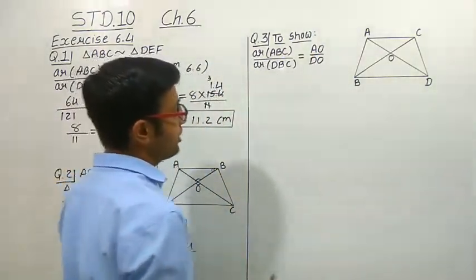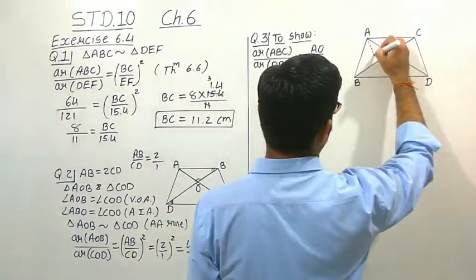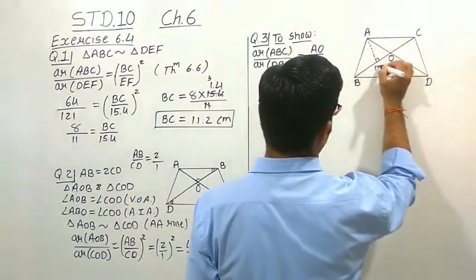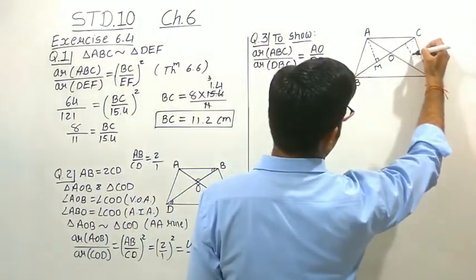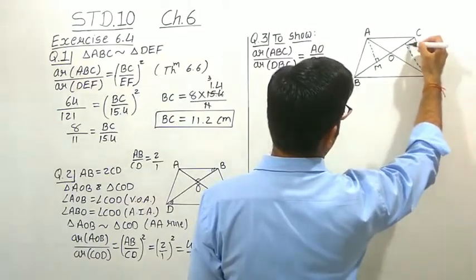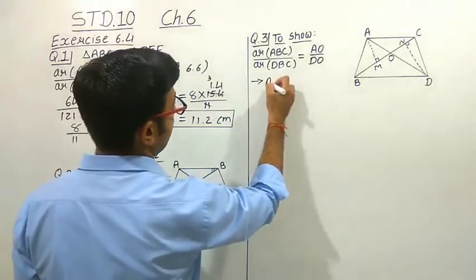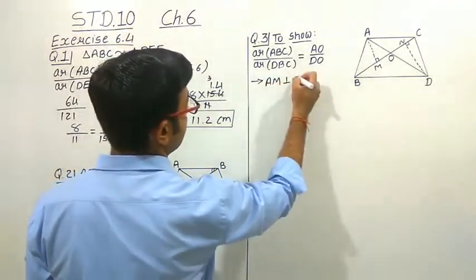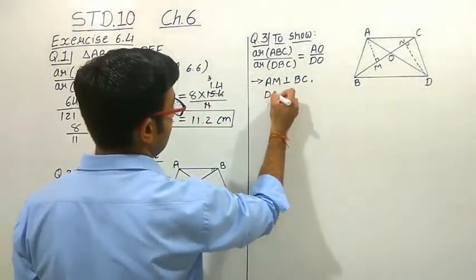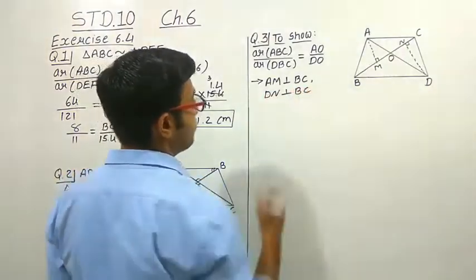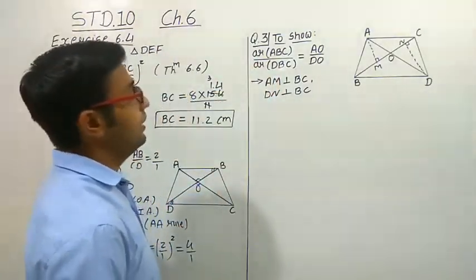into altitude. According to that, let us draw a perpendicular from A, that is AM, and one perpendicular from point D on this side, and name it N. So let us draw AM perpendicular to BC. In the same way, another perpendicular we have drawn, that is DN. It is also perpendicular to BC. Why are we drawing the perpendiculars? Because we want to find the area of triangle ABC.